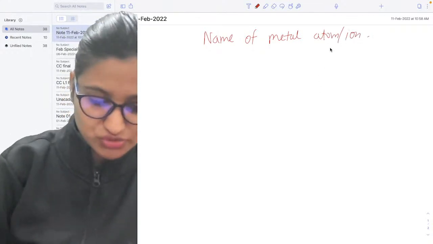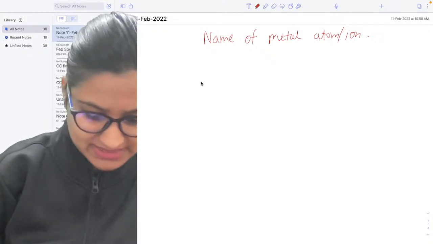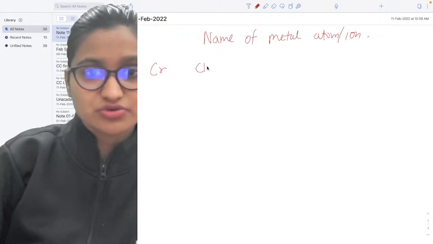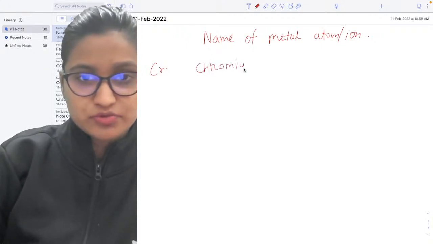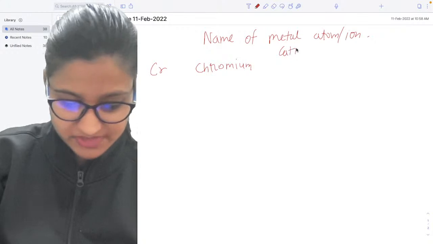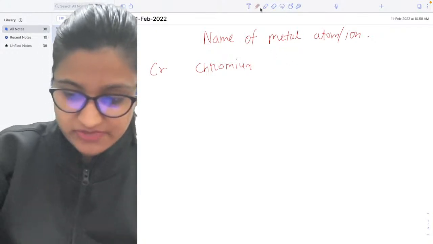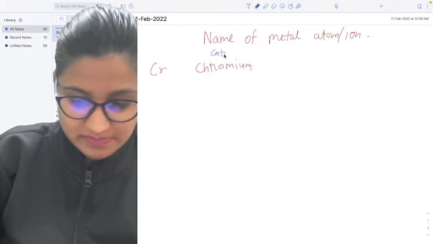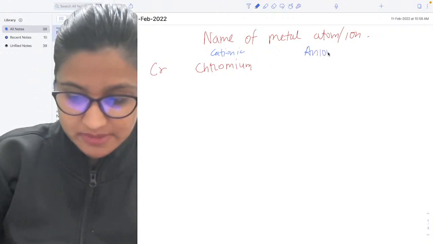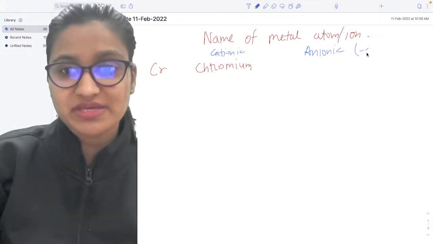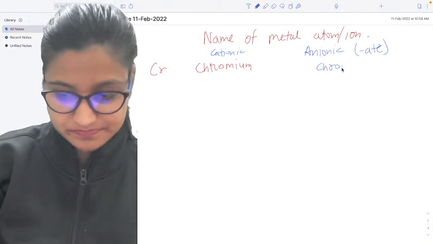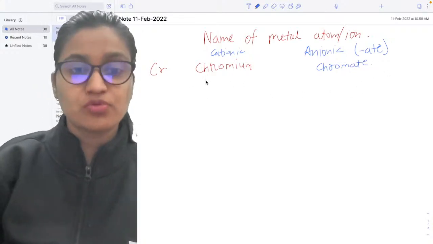If your metal is, let's take a simple metal, chromium. If the central metal atom is present in the cationic part, then the name remains the same. But if the central metal atom is present in the anionic part, then you add ATE at the end. So chromium will become chromate.